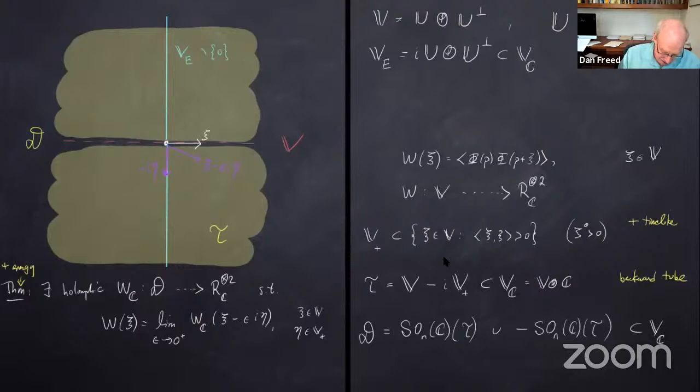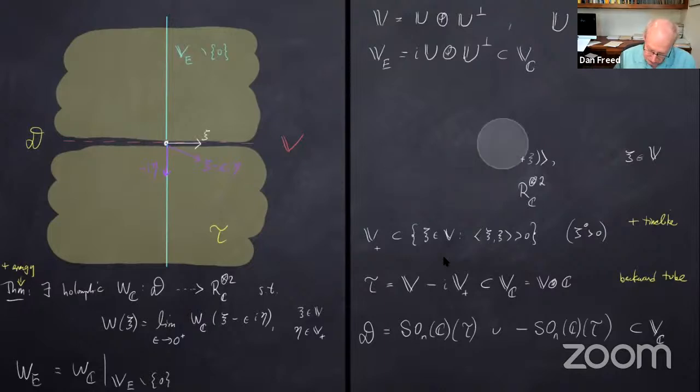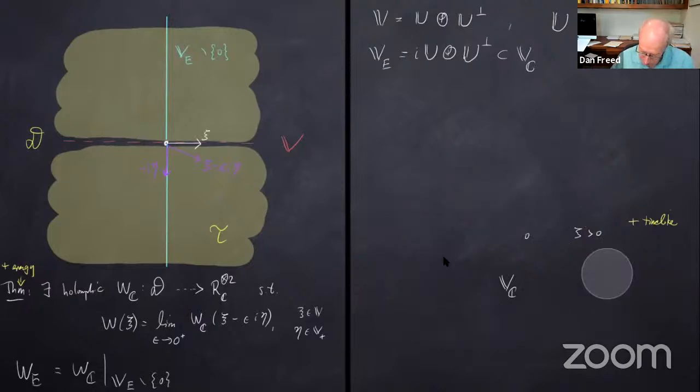And then the Euclidean or Schwinger function is W_E, which is the distribution we get by restricting this holomorphic one to these real points, these Wick rotated points. All right, so that's the standard kind of Wightman picture. Any questions about that?